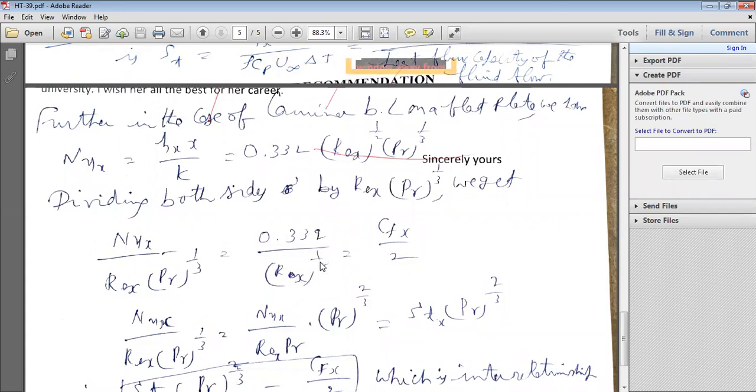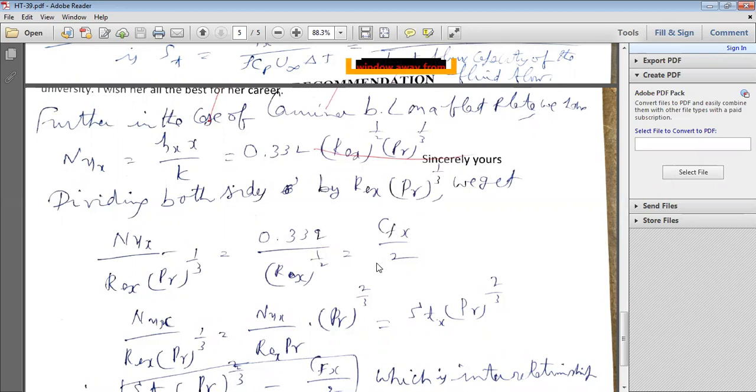That Rex to the power 1 by 2. That's why finally, after simplification, Nux divided by Rex into Prandtl number to the 1 by 3 is equal to 0.332 divided by Rex to the power 1 by 2, or 0.332 divided by square root of Rex. But how do you calculate the local skin friction coefficient CFX? Already given the formula, CFX is equal to 0.664 divided by square root of Rex. That's why 0.332 divided by square root of Rex can be written as CFX by 2.